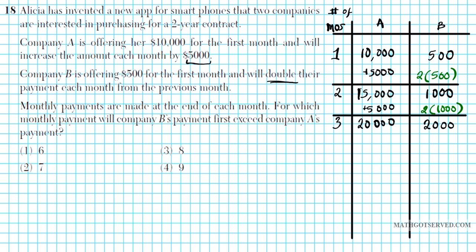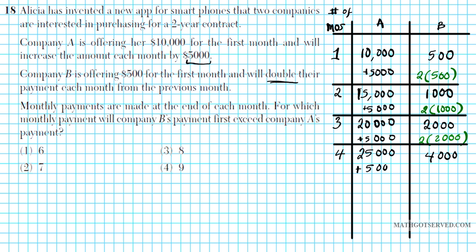Now we're going to advance to month number 4. To do that, we add another 5,000 for A, and we have 25,000 after 4 months for Company A. Then for Company B, we double: 2 times 2,000 gives us 4,000. Company A is still way ahead of Company B. We've got to keep going. One thing you want to notice is that Company A's growth is linear and that of Company B is exponential. So eventually, Company B is going to catch up.